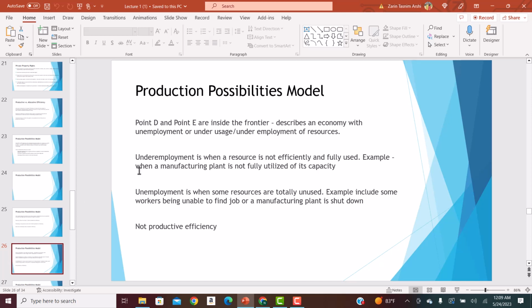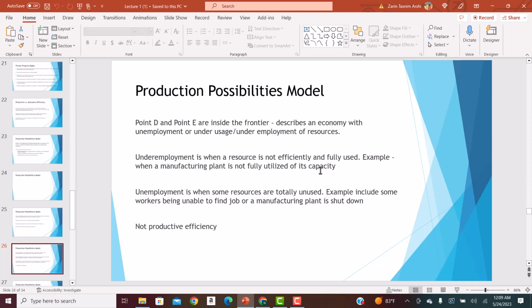So what does underemployment mean? Underemployment is when a resource is not efficiently and fully used. Example, when we have a manufacturing plant, let's say a whole room is a manufacturing plant, but we're only using half of the room to manufacture product and we're not fully using its capacity. That is underemployment. When we do that, we are going to have inefficiency and we're going to be operating below the curve.